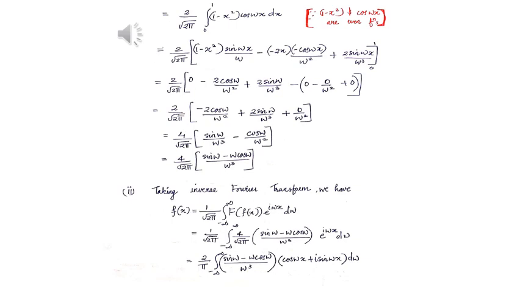The formula is f of x is equal to 1 by root 2 pi integral minus infinity to infinity of f of x e raised to i omega x d omega. That is 1 by root 2 pi integral minus infinity to infinity of 4 by root 2 pi into sine omega minus omega cos omega divided by omega cube into e raised to i omega x d omega. That is 2 by pi integral minus infinity to infinity of sine omega minus omega cos omega divided by omega cube into cos omega x plus i sine omega x d omega.